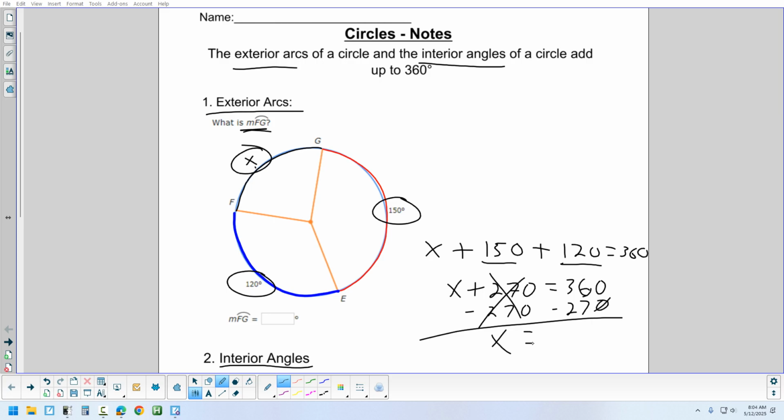Yeah, so if you don't have a calculator, you could just figure it out in your head. If you need a calculator, I'll get some out. But yeah, 360 minus 270, it's going to be 90. And make sure you put a label of degrees, okay, because that's how you measure the size of an arc. It's in degrees. That's it. Any question on that one?